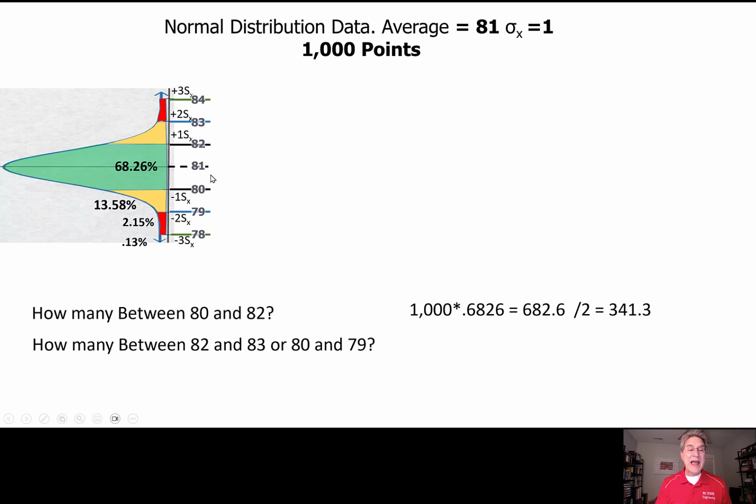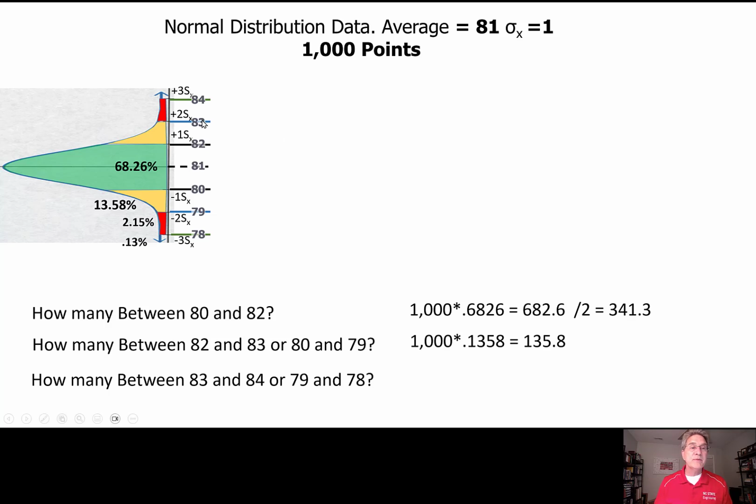Okay, so how many would I have between 82 and 83, or 80 and 79? Think about that for a second. Look at our percentages. Hopefully, you saw 1,000 times the 13.58%, 135. How are those going to be spread around? Same way. They're just randomly going to be spread in there. Because remember the Galton board: you can't tell where any one is, but you know a pattern. What's the pattern? Well, we know how many are going to be in here. Where's this one and that one? They're just going to be randomly spread.